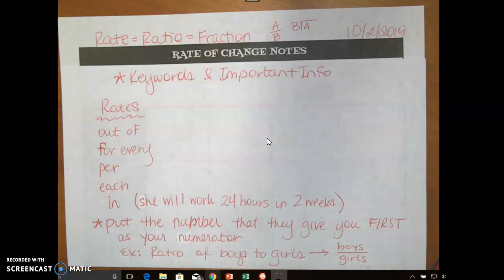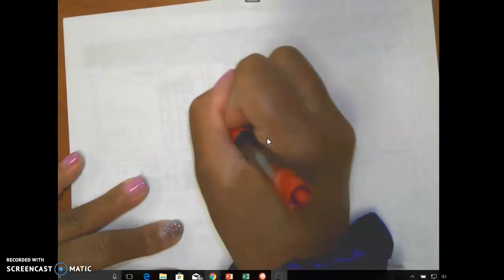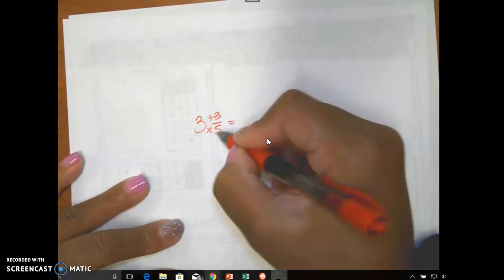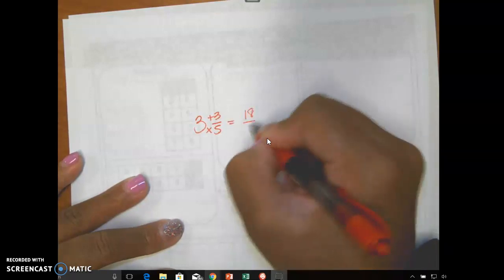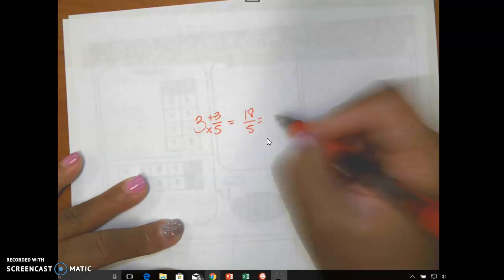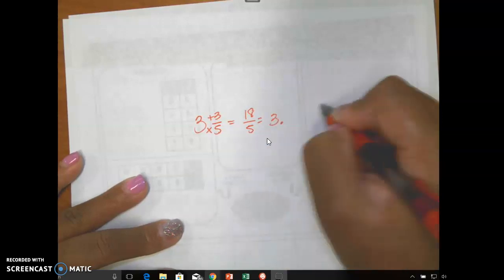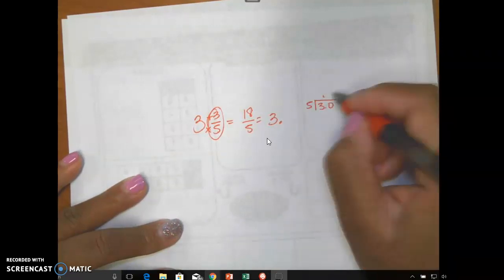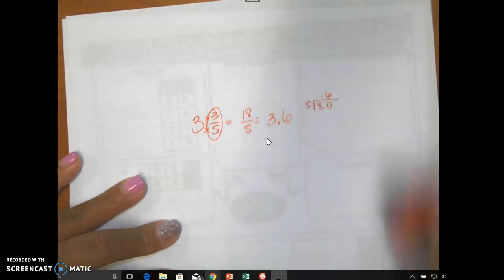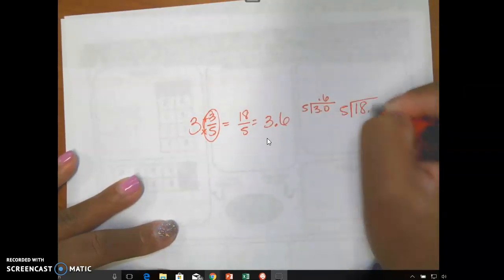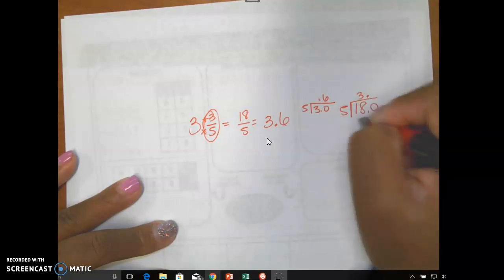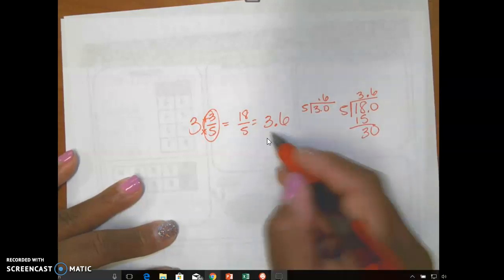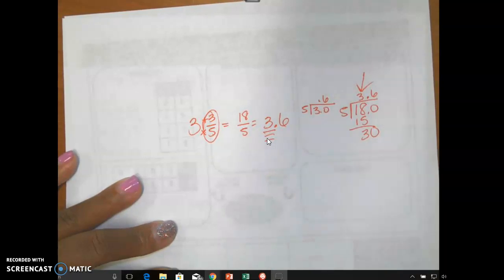When you have stuff like 3 3/5, don't do this: 5 times 3 is 15 plus 3 is 18/5, because you put more work on yourself. You already know that your whole number is 3, then just T-bow the fraction. 3 in, 5 out. 5 goes into 30 6 times. This is 3.6, not 18 divided by 5. You already have your whole number. You're putting extra work on yourself when you do it this way.